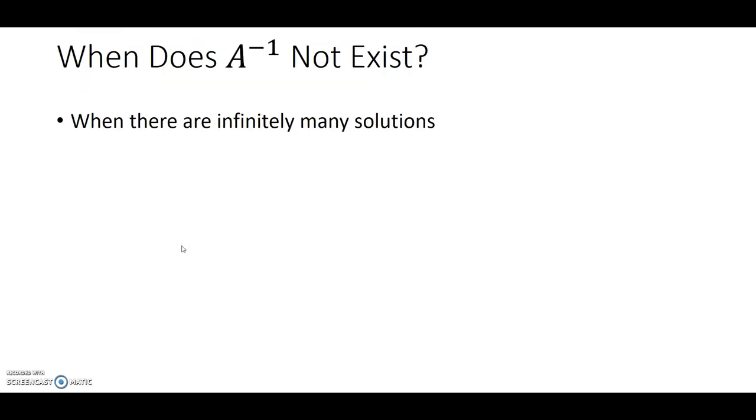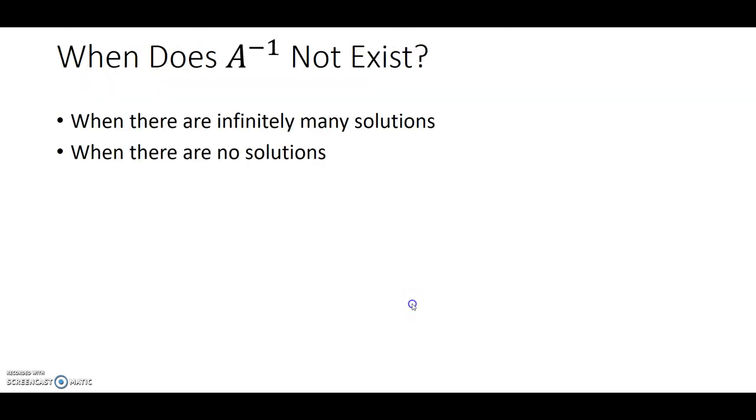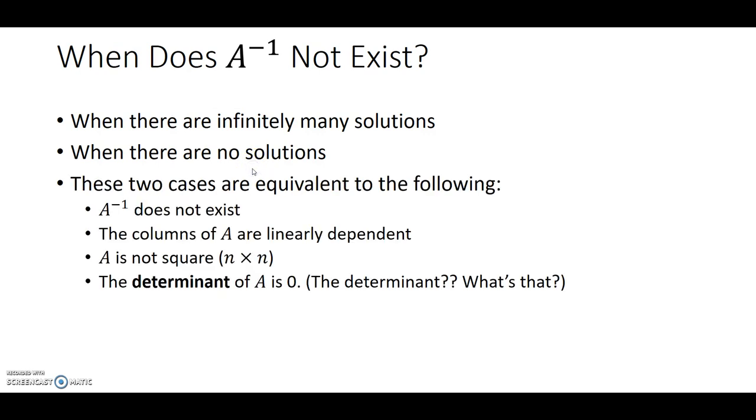When does A inverse not exist? Well, it doesn't exist when there are infinitely many solutions, or when there are no solutions at all. So if you think about it, back here, we get exactly one inverse. And because we get only one inverse, the product between that inverse and any other matrix will produce a unique matrix. It's not like today I'll get 2.4, 0.4, but when I multiply them tomorrow, I'll get some other two values. We're always going to get the same answer. So the only cases where it doesn't work is when there are infinitely many or no solutions.